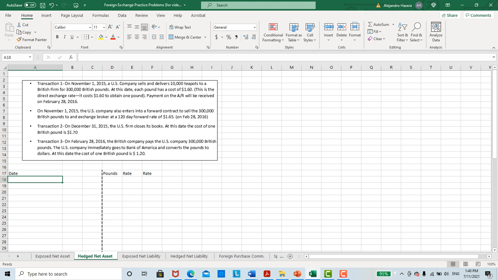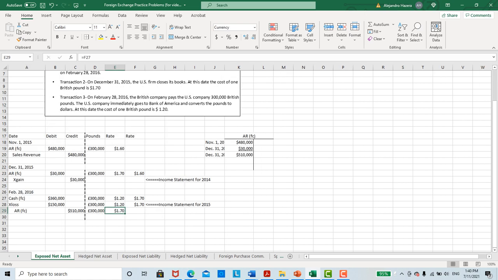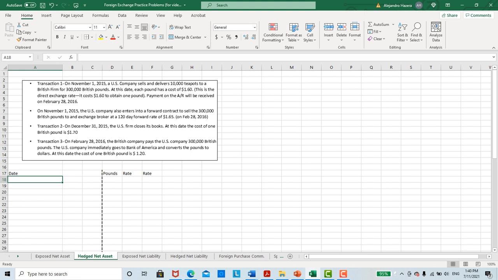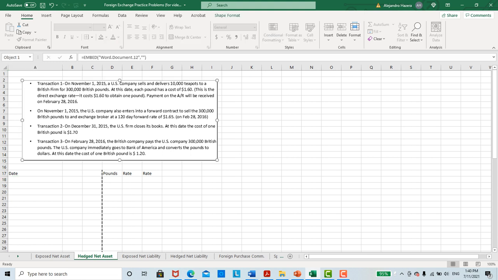But let's go ahead and do the transactions. And what you're going to see is that I'm going to do the same transactions I did before for the exposed net asset position, this one here. But I'm going to add to that basically two transactions to reflect the hedge. You're going to see that in accounting terms, the hedge is the mirror opposite of the accounts receivable transaction. So let's go ahead and start.